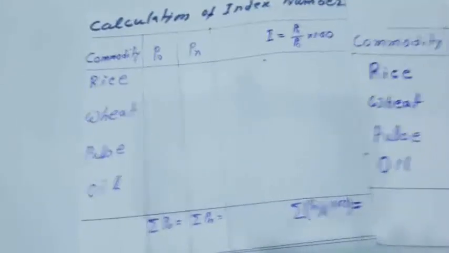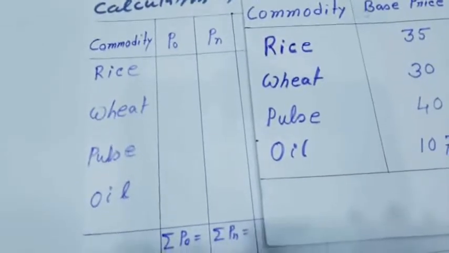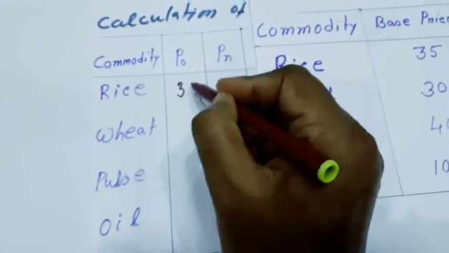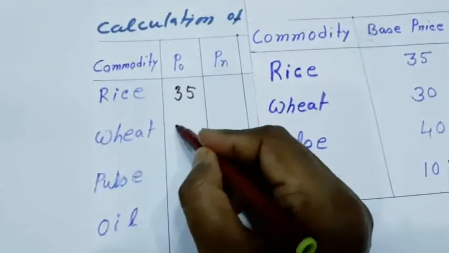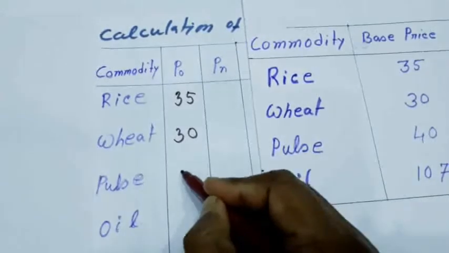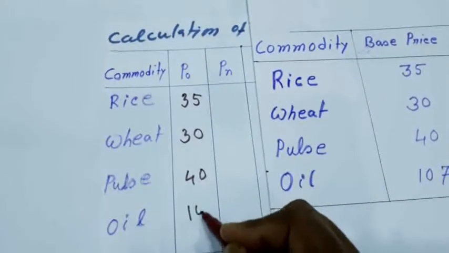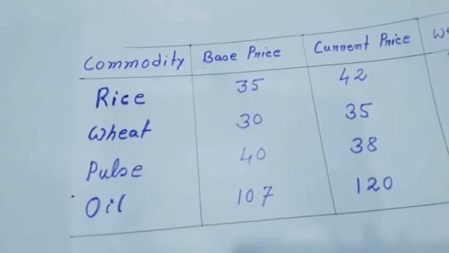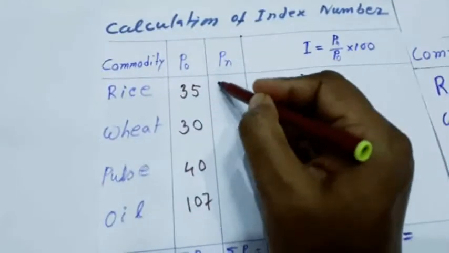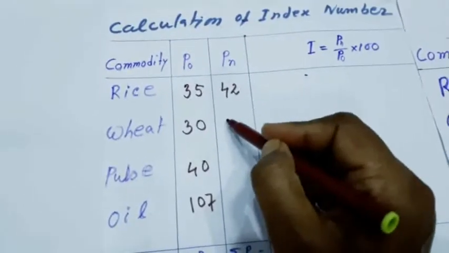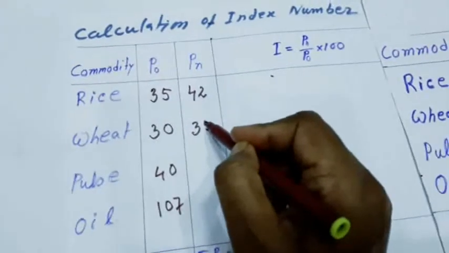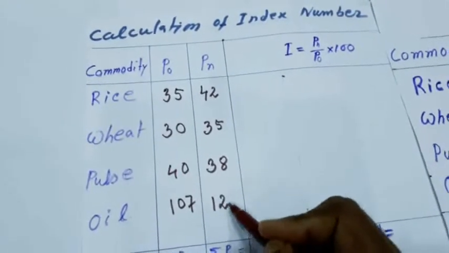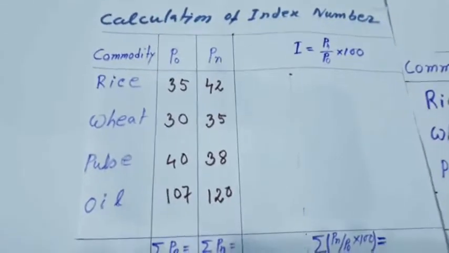Now we will put this value in the table. P0 is 35, 30, 40, 107, and Pn is what? 42, 35, 38, 120. It is 42, 35, 38, 120.